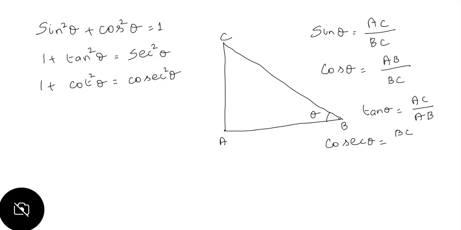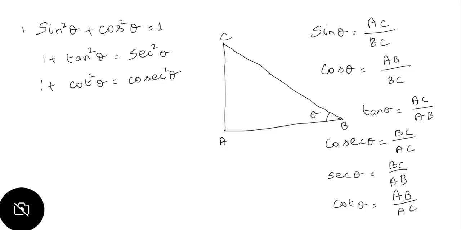And hence the reciprocals of these, that is cosecant theta, which is the reciprocal of sin theta, is going to be BC by AC. Secant theta, the reciprocal of cos theta, is going to be BC by AB, and the last one, cotangent theta, called cot theta, is the reciprocal of tan theta, which is AB by AC. Now let us go ahead with the derivation.